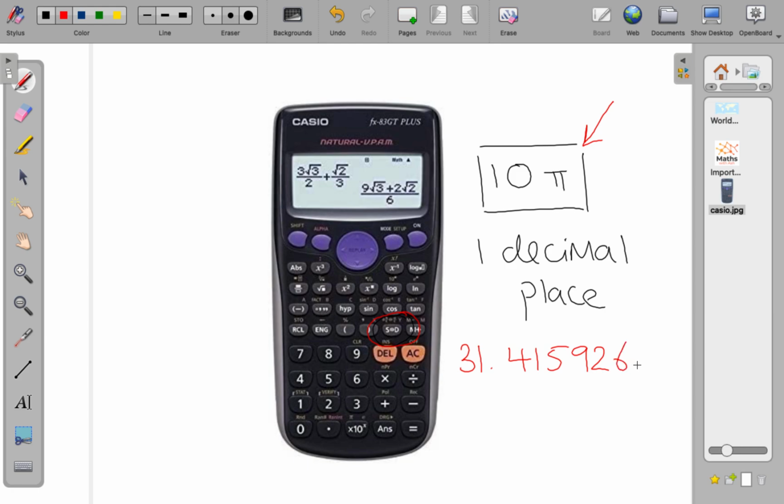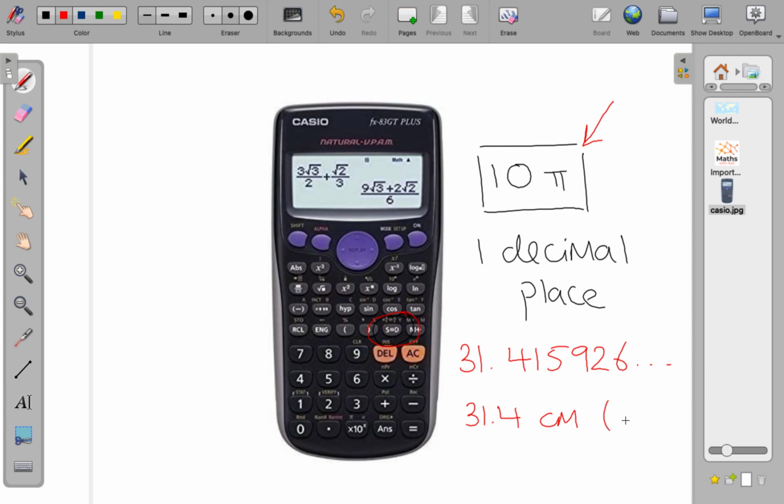31.41596, and then a few more numbers after that. So then what we would do is round this number to one decimal place. We find the first decimal place and ask, is the digit to the right of that decimal place closer to the 4 or the 5 here? Of course the answer is the 4. So this would be 31.4 centimetres.